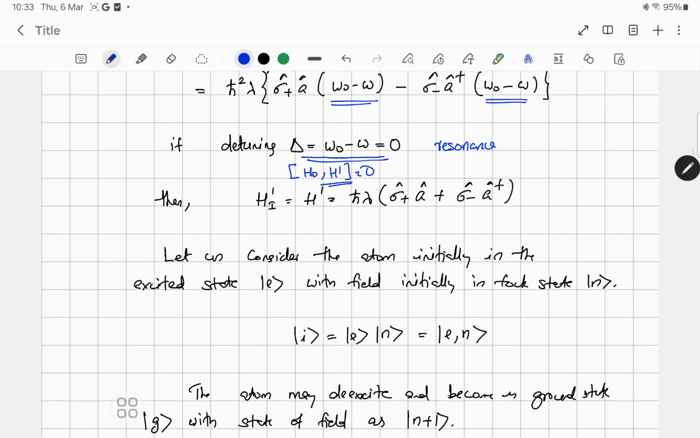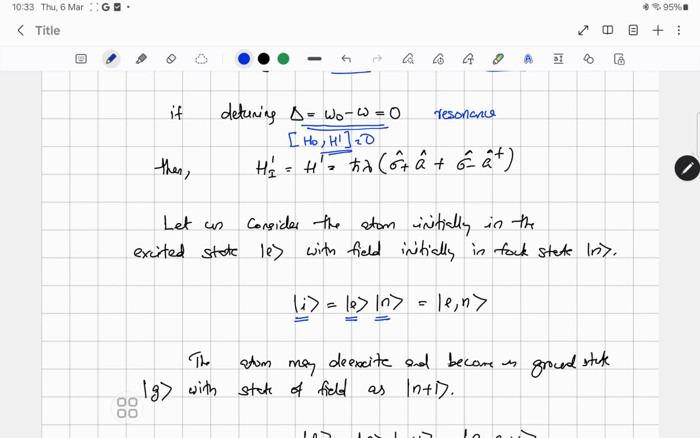Okay. Now consider the initial state. So here there are two subsystems. One is the atom, another one is the field. Suppose initially the atom is in the excited state, and the number of photons in the field is n. So therefore the initial state I can write as the tensor product between the excited state e and the number state n. So number state n is a Fock state. Okay. So let us consider the atom initially in the excited state with the field initially in the Fock state, and I can use this notation. So this I can also write as a ket e, n.